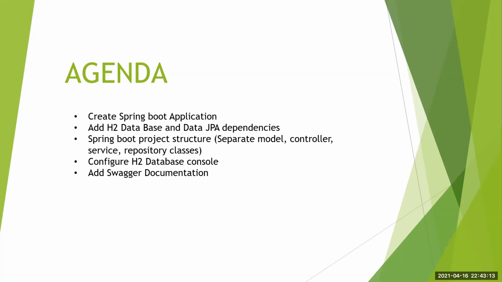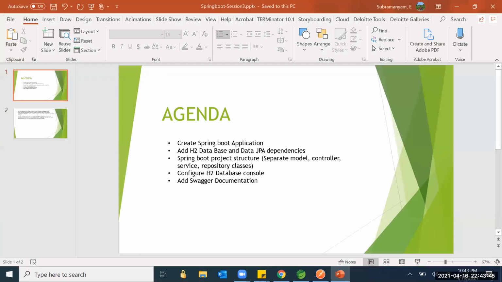Okay, if we see our agenda, so create Spring Boot application and add H2 database and data JPA dependencies to our application and Spring Boot project structure. We'll separate model classes, controller, service, repository classes separately actually. And how to configure H2 database console, we can see that, and adding Swagger documentation to our application. So this is our main agenda today. So let's start with our application.